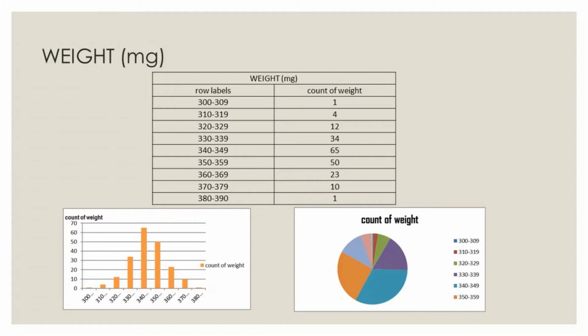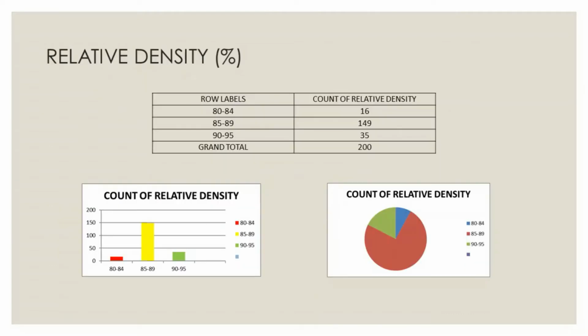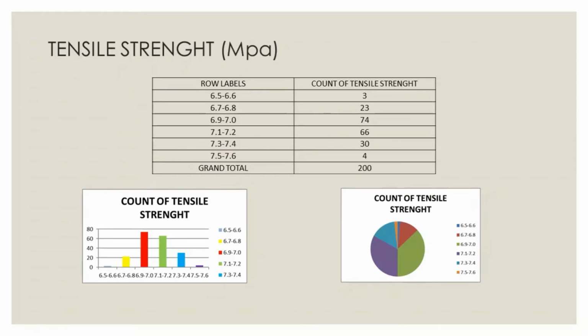This is the data for weight and the graph for weight. And this is the data for relative density and the graph that has been plotted from the data. And last one, the data for tensile strength and the graph for tensile strength.